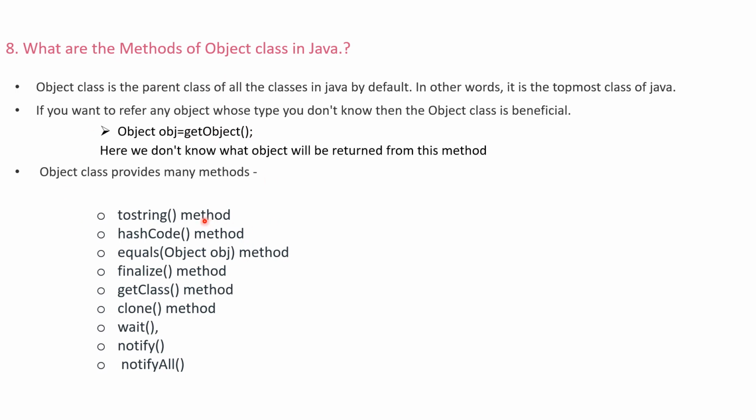So what are the methods? We have many methods inside this Object class in Java: toString, hashCode, equals, finalize, getClass, clone, wait, notify, notifyAll. Every method does different things. We have already discussed the hashCode method and equals method. And please let me know in the comment section if I should cover the remaining methods also, and what they are exactly doing.